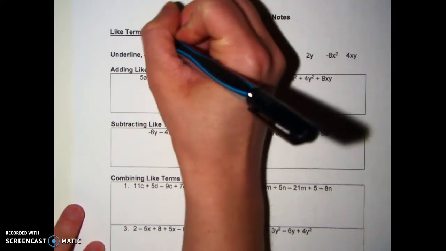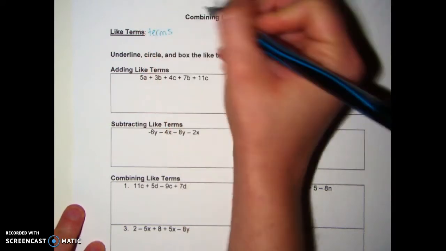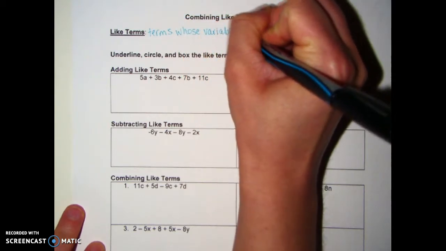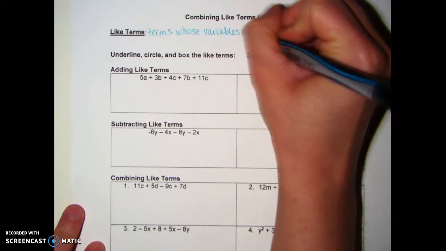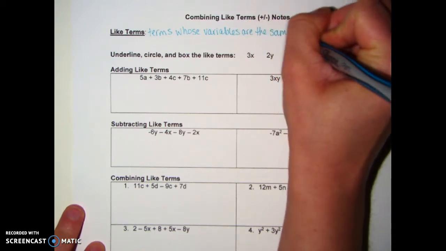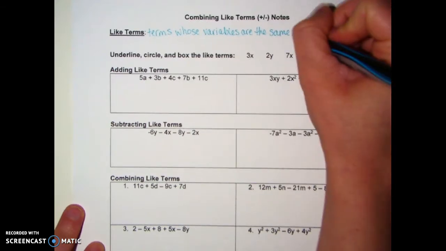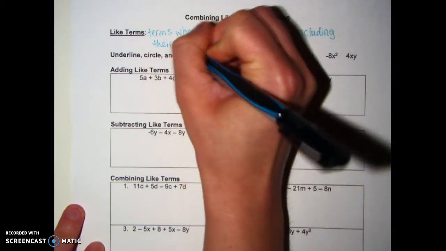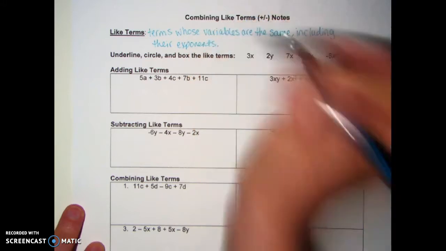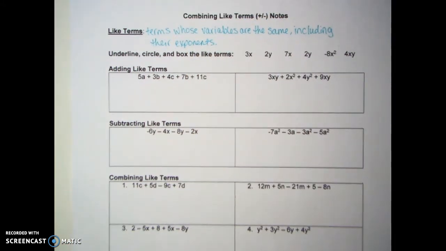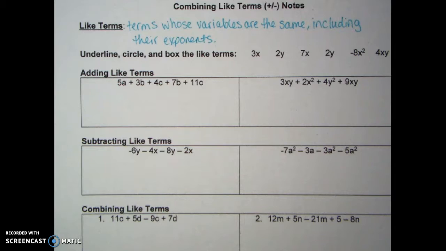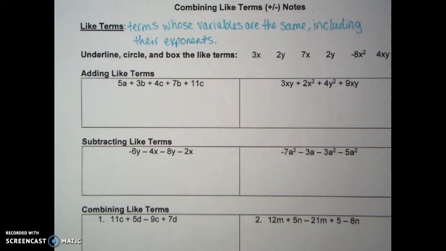And in this case they are terms whose variables are the same, including their exponents. So like terms have the same variables and the same exponents. Now the number in front right here does not matter, because that's what we're actually going to be adding or subtracting.